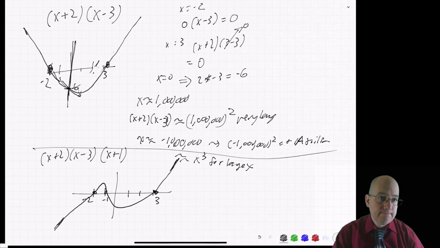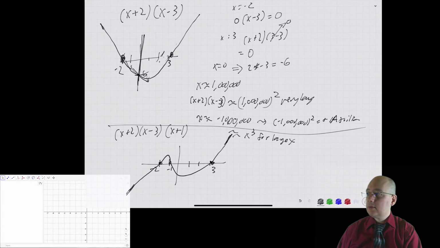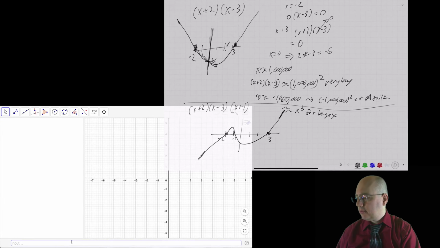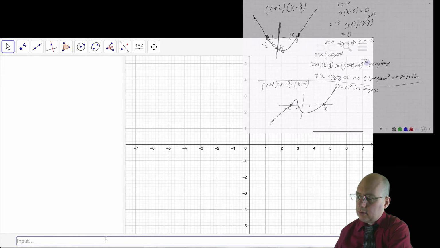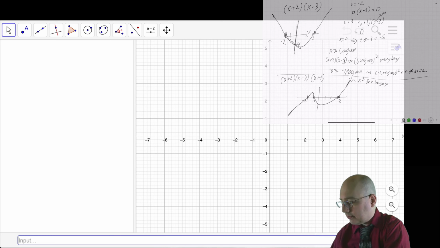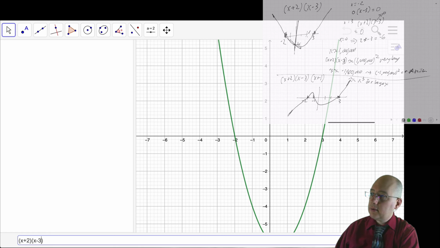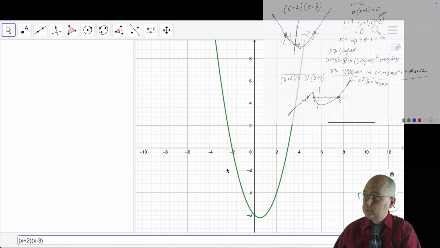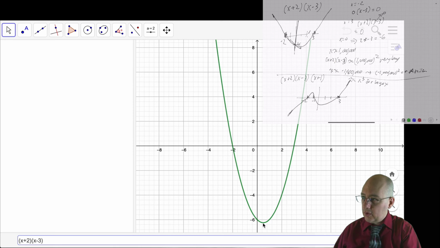All right, so let's take a look at GeoGebra. First there was the problem before, x plus 2. So just one factor is a line. And then we get our quadratic. That looks pretty good. Vertex halfway in between, goes through minus 6 here, goes off to infinity.